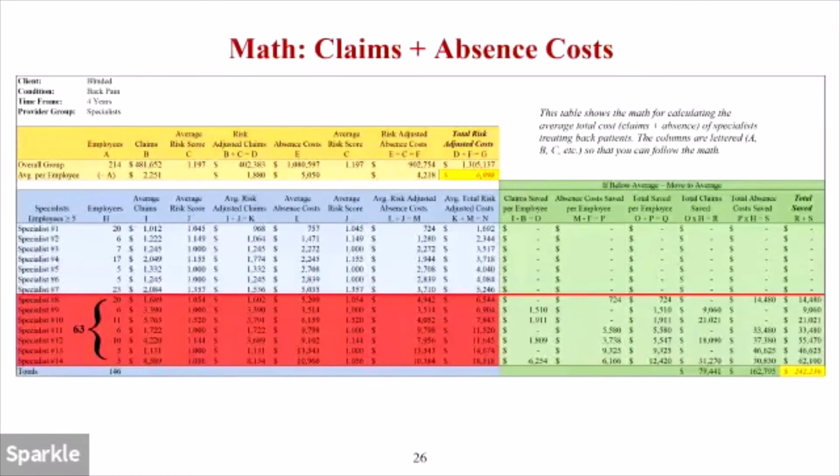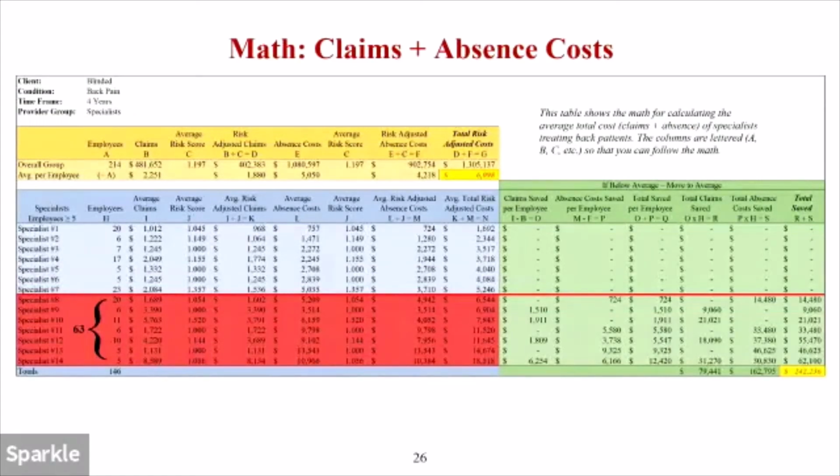Now let me take you through a little bit of the math, not much. I've given you a handout because it's a little hard to read. We'll go through the math for the claims plus absence cost solution first. Here's a table, and the top of the table tells us we're looking at specialists treating back patients. In the gold there in the middle is the group average.